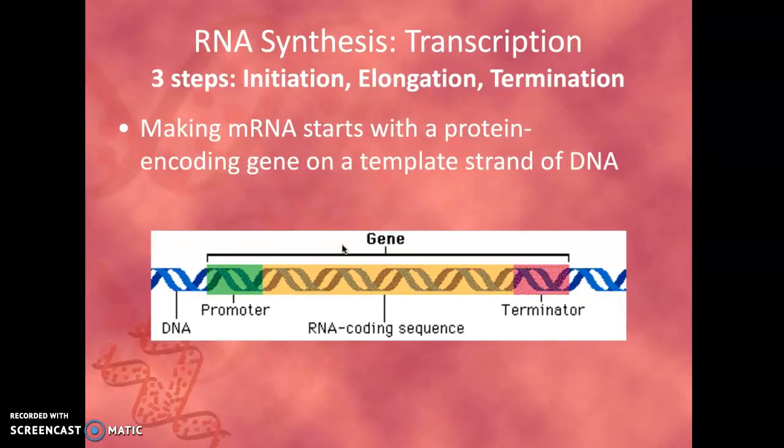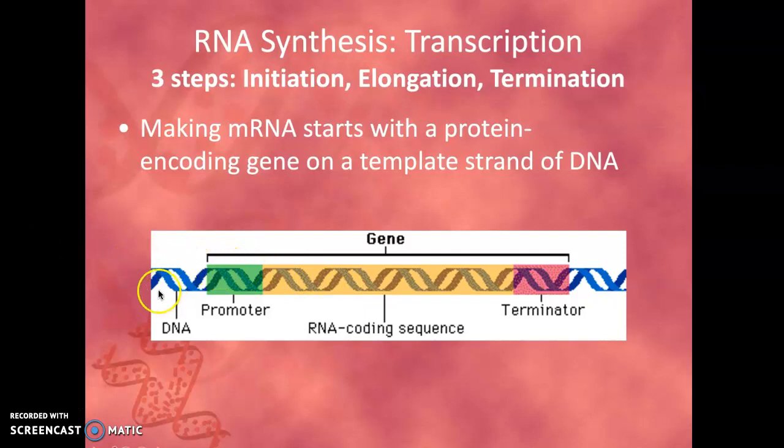All right. In transcription and in translation, you're going to see these same 3 steps. The first step is always initiation, followed by elongation, and then termination. So making mRNA is going to start with a protein encoding gene on a template strand of DNA. So let's just look at this. This is a really good picture for you to get an idea of what we're talking about here.